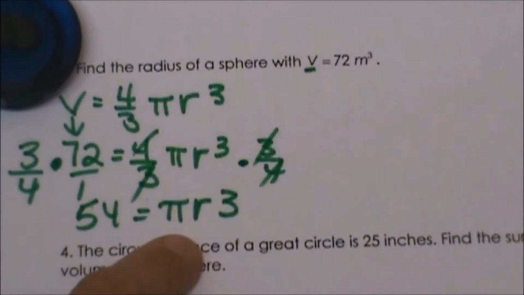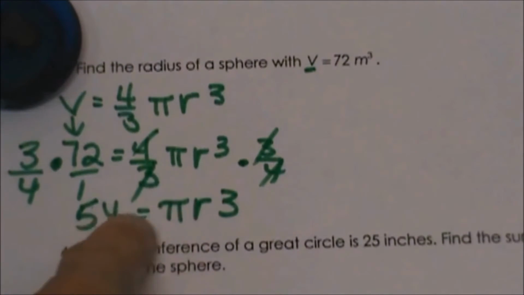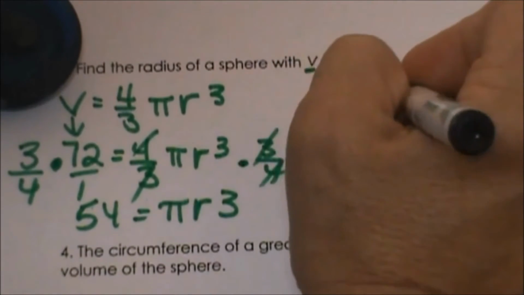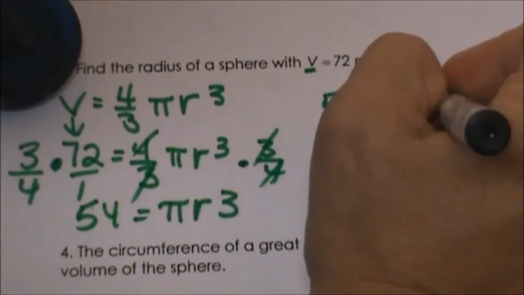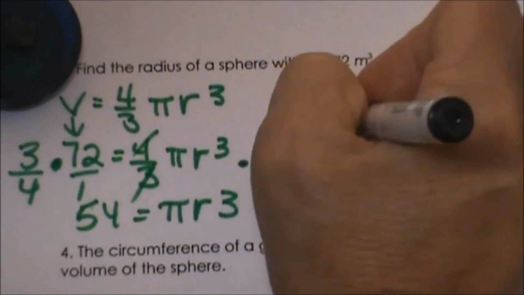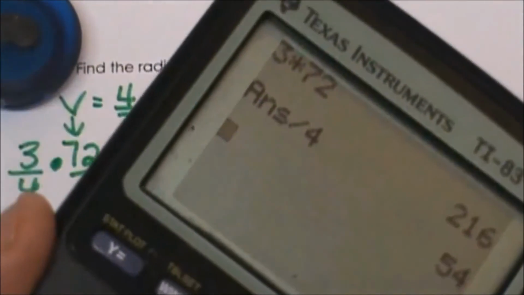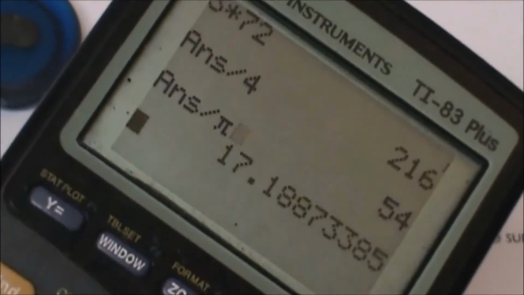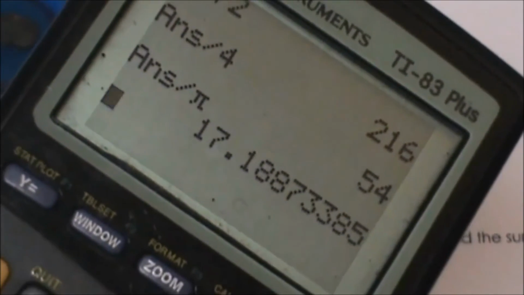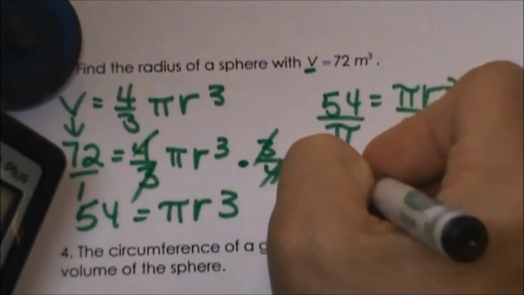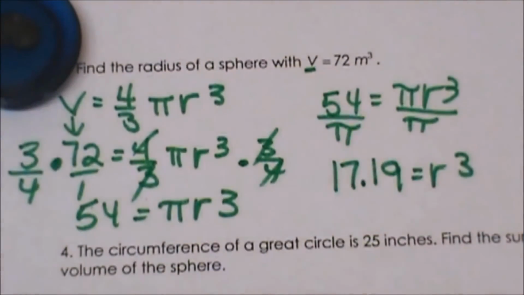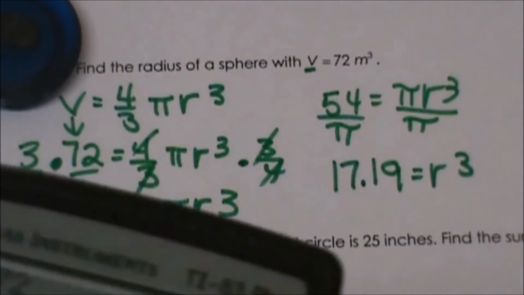Now we need to get rid of pi, and remember, pi is just the number 3.1415. So we can just divide by that. So we're going to take 54, and we are going to divide both sides by pi. So I'm going to take my 54, and I'm going to divide by pi, and I get 17.19. So 17.19 is equal to r cubed.